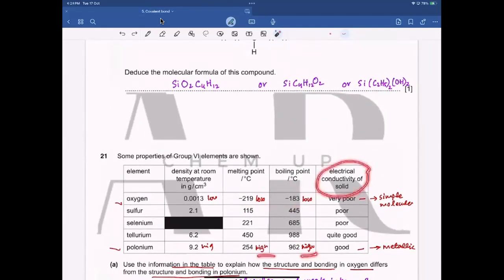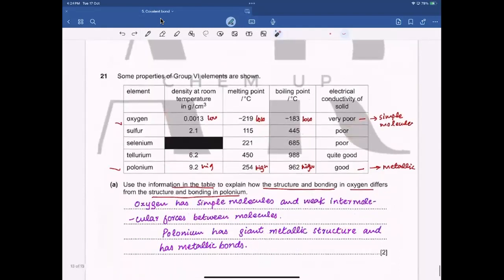If we look at the electrical conductivity in solid, polonium conducts electricity in solid. So if it is conducting in solid, it means it's a metal. So there is a giant metallic structure for polonium. Oxygen has a low melting point, which means there are simple covalent molecules of oxygen. Then there are weak intermolecular forces between oxygen molecules and strong metallic bonds throughout the structure in polonium. So that's how you will compare it. Is this clear?